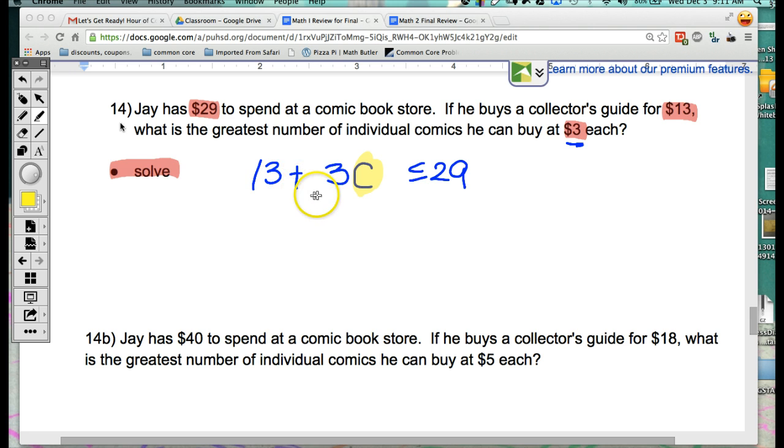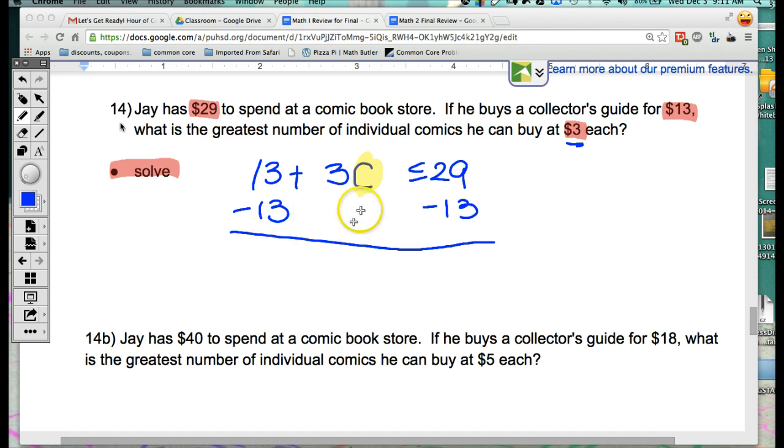Okay? So I know you're thinking, but Miss Choi, it's plus 3C. But I know you can't touch the C, remember? Okay, so that's why we're going to take care of the 13. And since this is positive 13, we're going to change this to negative 13. Or we're going to go ahead and subtract 13 from both sides. So then now I'm going to have 13 minus 13 is 0, right? So I have 3C is equal to or less than 16, right?